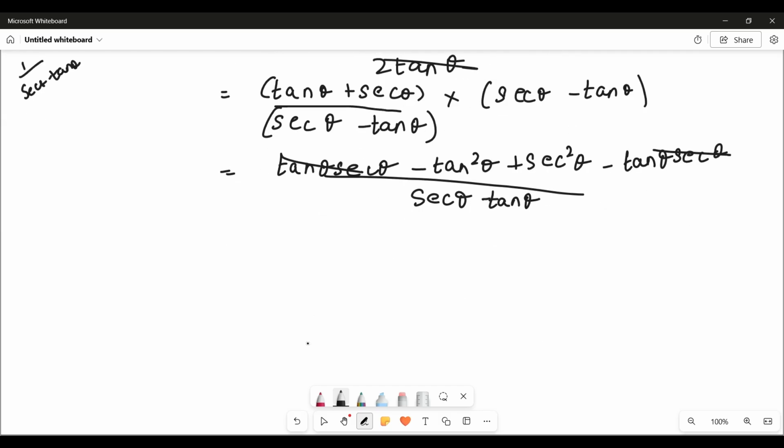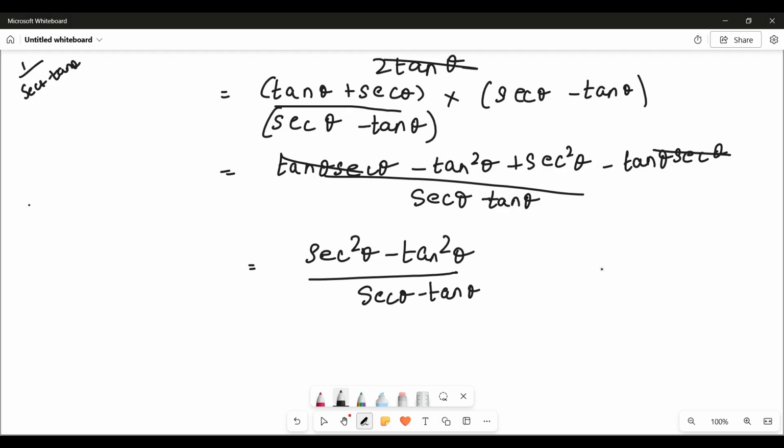And again you apply the formula: secant squared theta minus tan squared theta is nothing but 1. So we get a 1 here, and your answer is 1 over secant theta minus tan theta. That's it. Thank you.